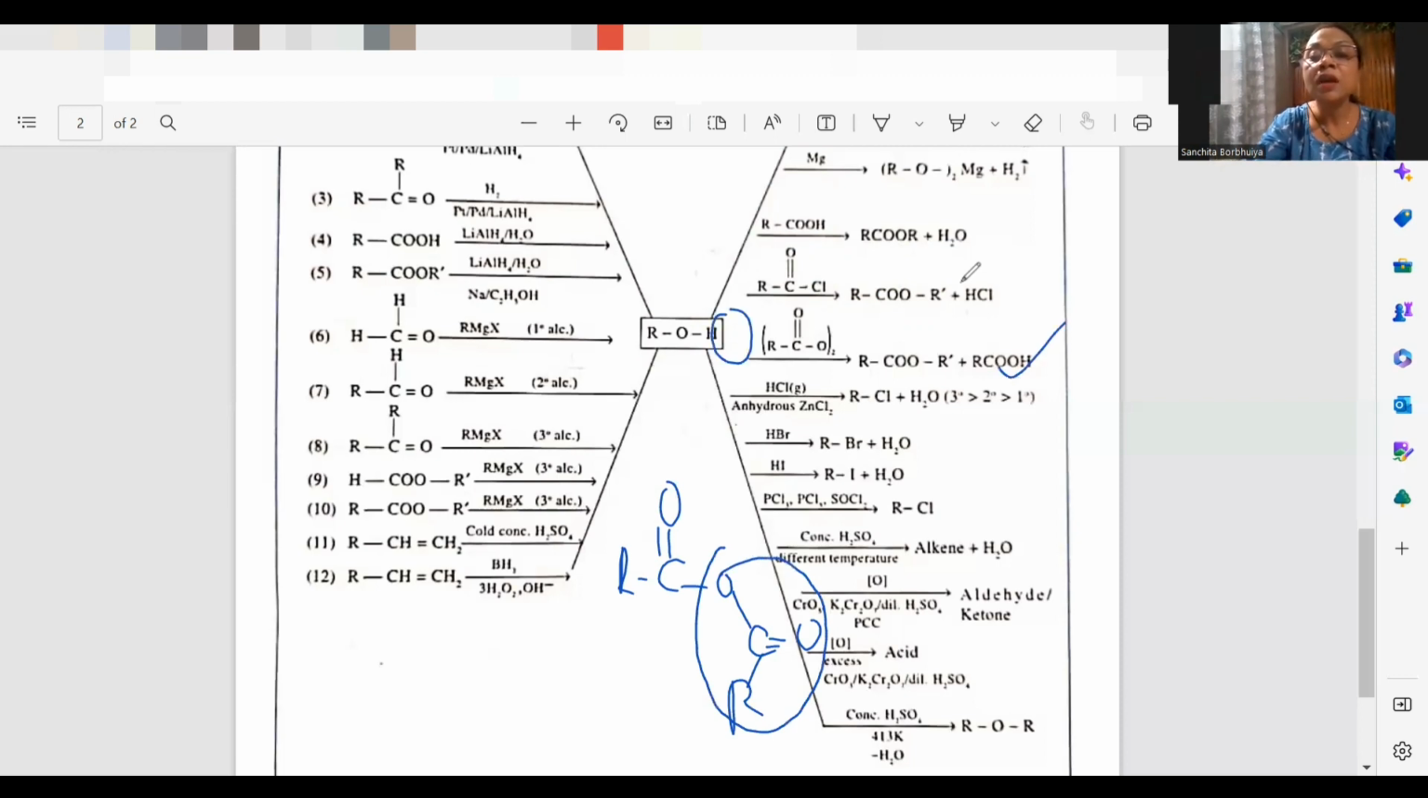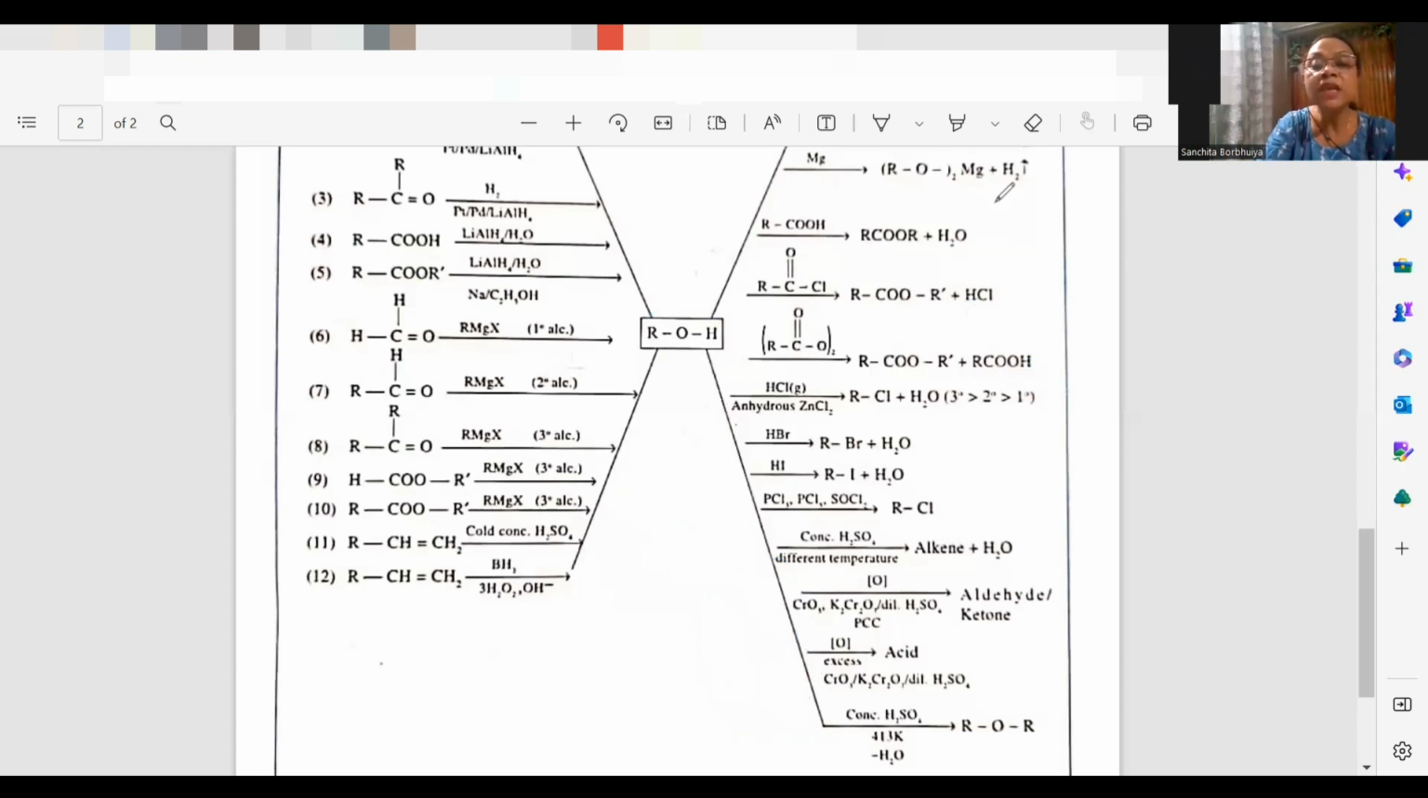RCOOH, giving you the ester RCOOR. All right, RCOOR, once again, you get the ester. The next reaction is if you take a tertiary alcohol.